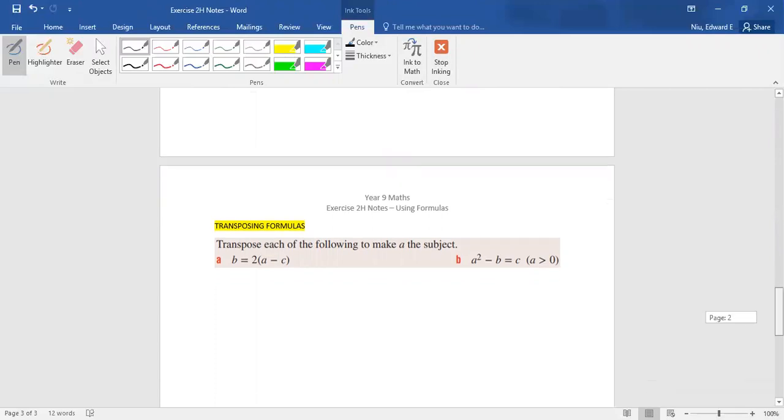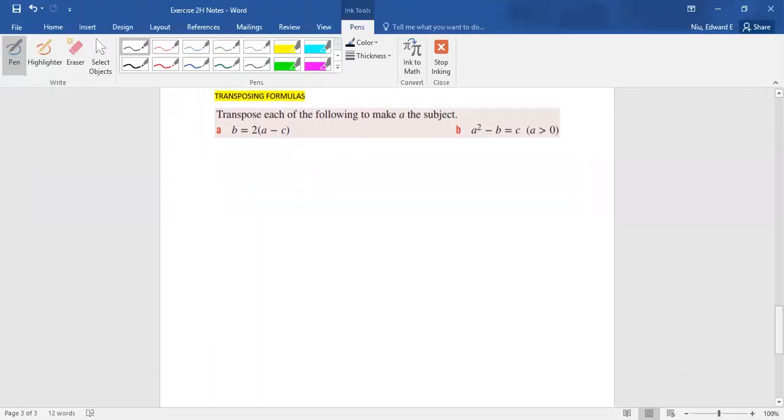The last part is transposing formulas. This is super abstract because we now no longer have any numbers involved, or minimal numbers involved. You're probably not going to get example B on the exams or on the test, or both for that matter. Let's do example A first. We have to make a the subject. What that means is we have to get a by itself.